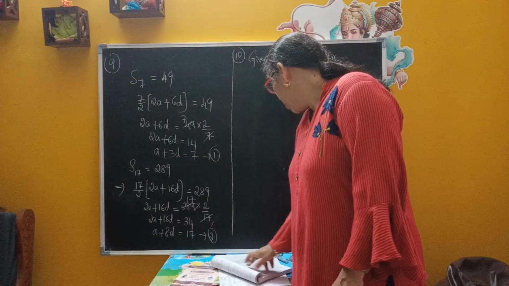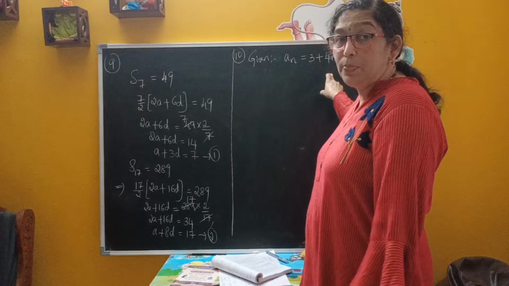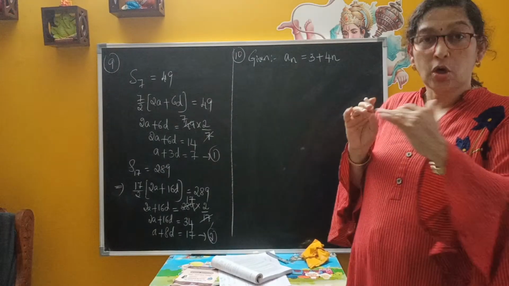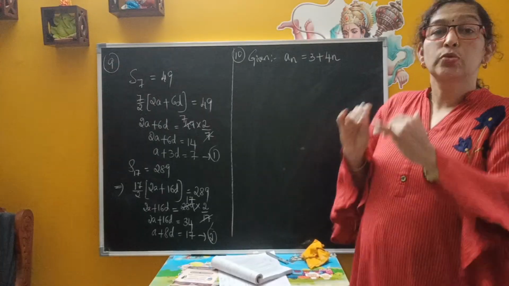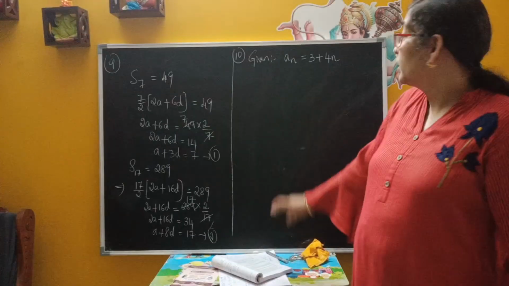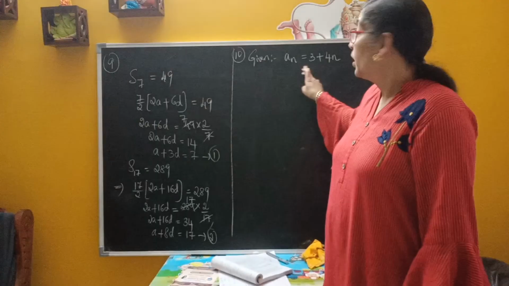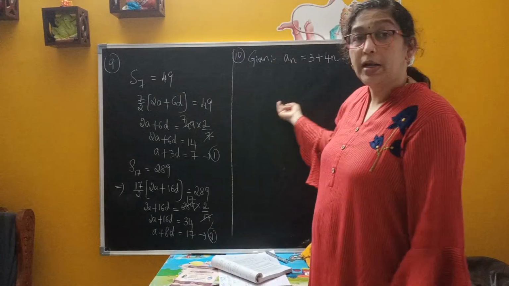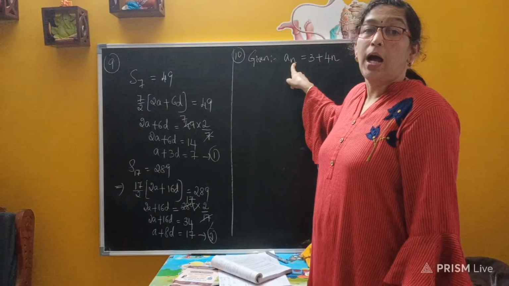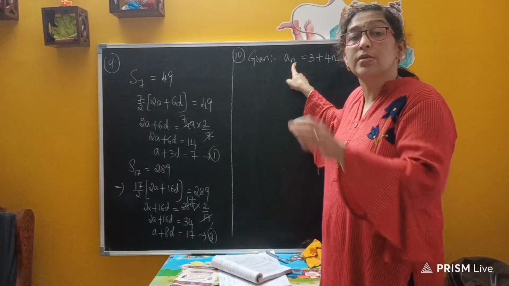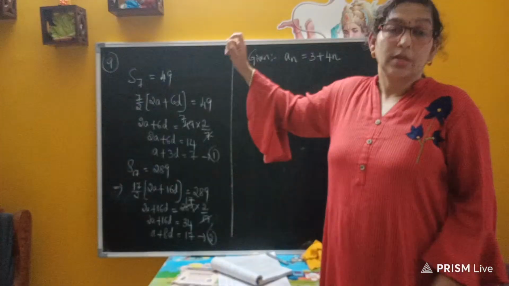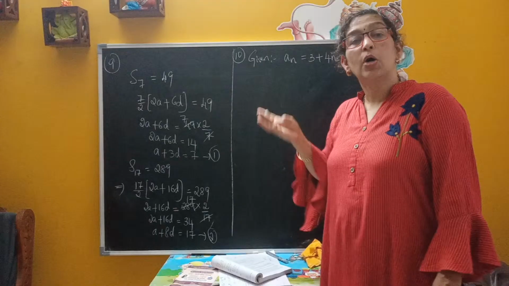We have to find out now, how to prove this is an AP? The common difference must be equal. So the difference between two consecutive terms, between each two consecutive terms in an AP, must be equal. If that condition is satisfied, we can say this is an AP. AN value is given, so we can find A1, A2, A3. In place of n, if you substitute those values, our difference can be equal, or if you get a common difference, then we can say it is an AP.